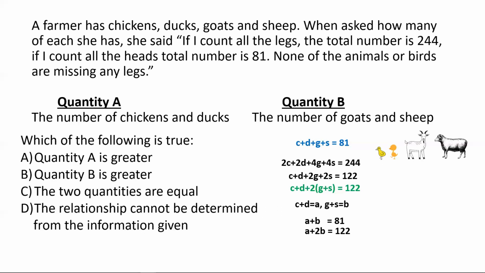Now this is a very simple equation system in 2 variables. We need to solve for A and B, and we can do this by subtracting the first from the second, and we are left with 2B minus B is equal to 122 minus 81, and that gives us B equal to 41, and from it we can easily get A as 40. So the number of goats and sheep is 41, and the number of chickens and ducks is 40. So quantity B is the greater, so option B is the correct option here.